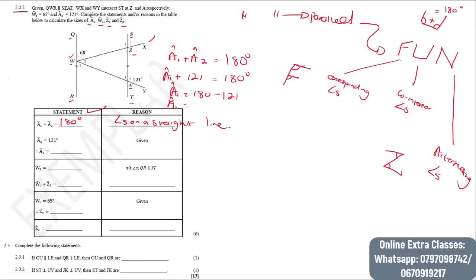So now we can just plug that on our calculator. So it's 180 minus 121, and the answer will be 59. So angle A1 is equal to 59 degrees. So this is 59 degrees. This is 59 degrees. Okay.